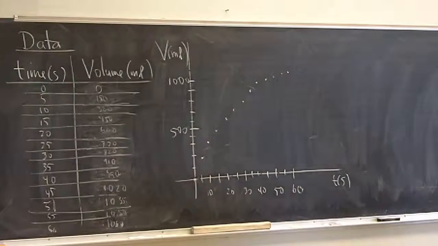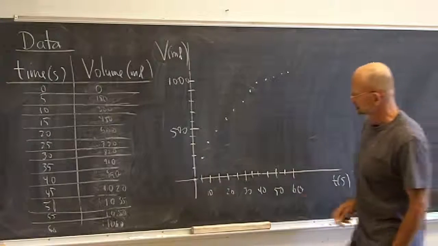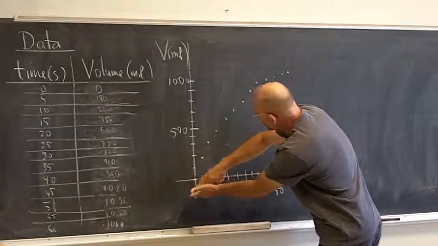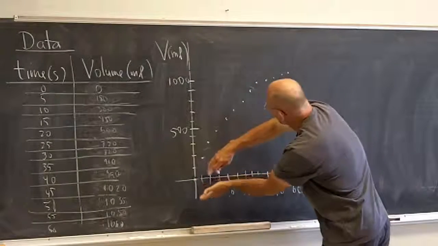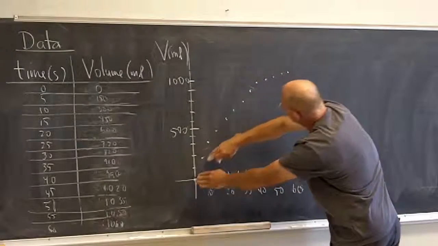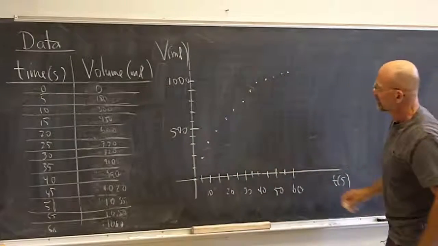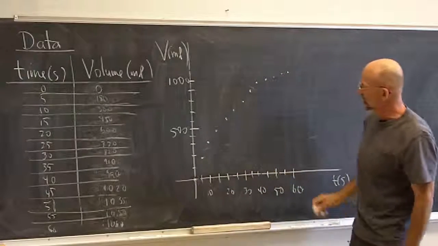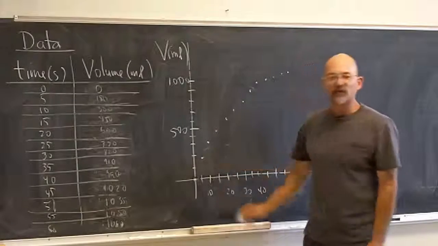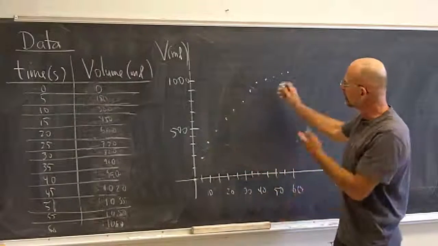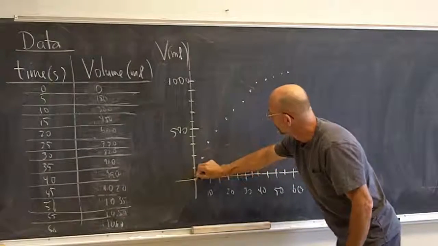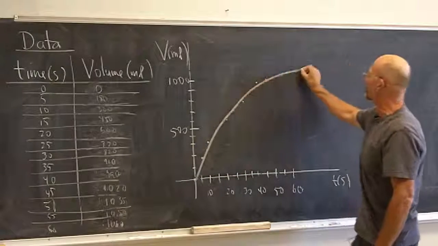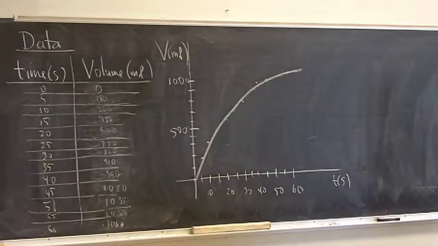There's a collection of data points, and they show a definite trend. We started out more or less linear, and they're curving over. We have a downward concavity. So I'm going to draw a smooth curve that characterizes these points. Something like that. What does this curve represent?